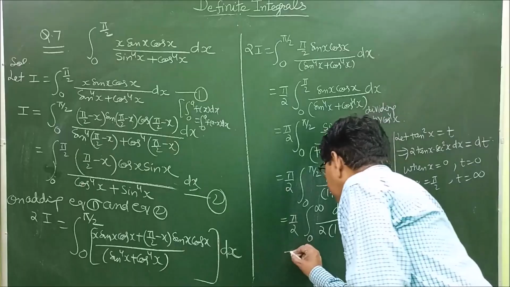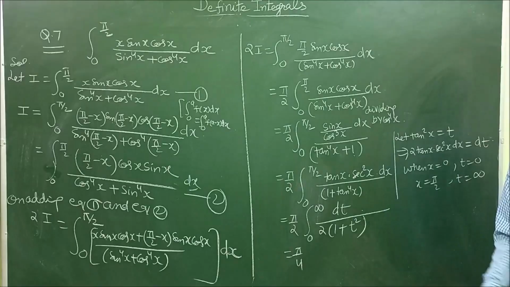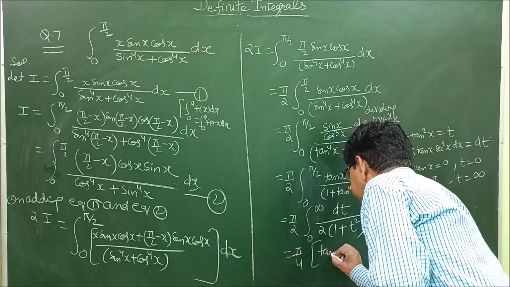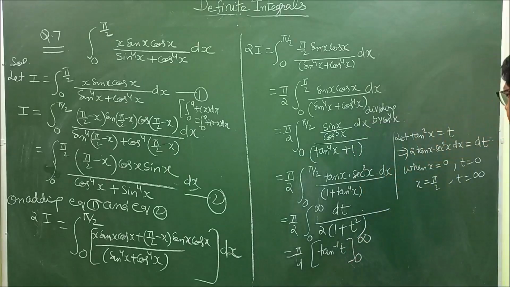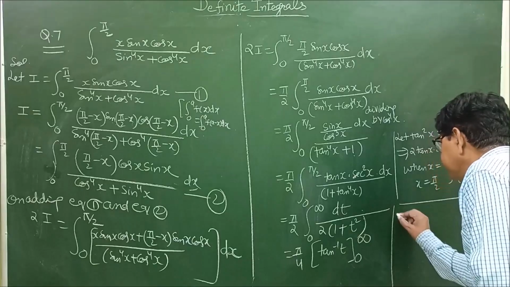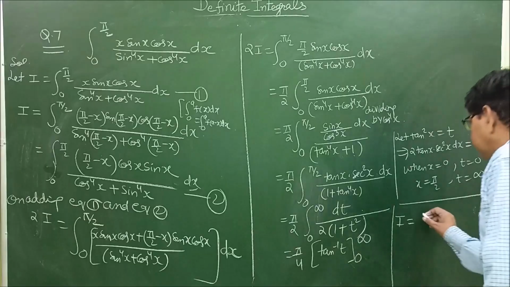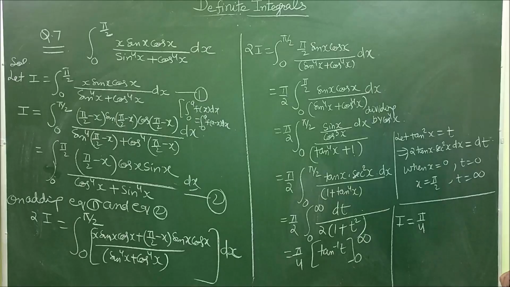This pi upon 4 is a constant, and this integral of dt upon 1 plus t square is tan inverse t, from 0 to infinite. So this I is equal to, now putting the values here, pi by 4 into tan inverse infinite minus tan inverse 0.